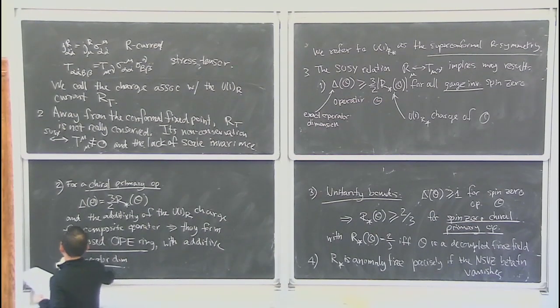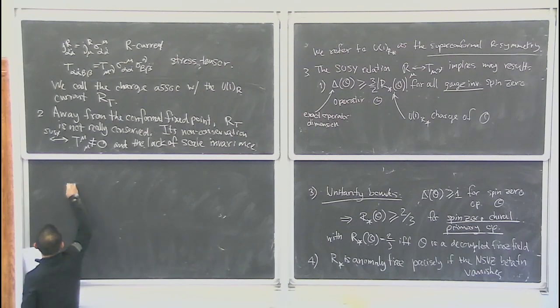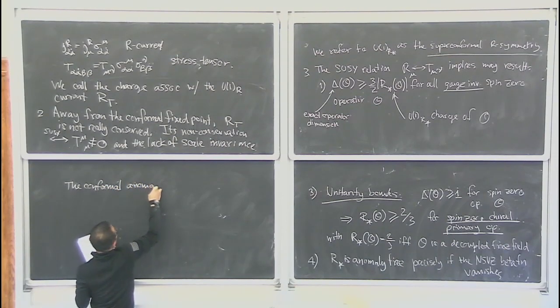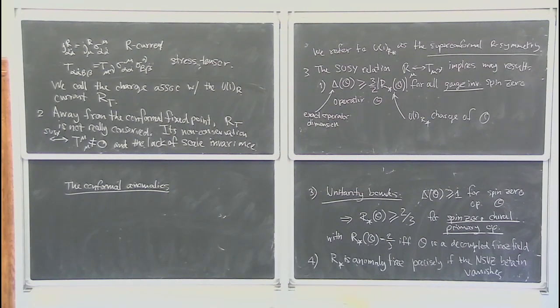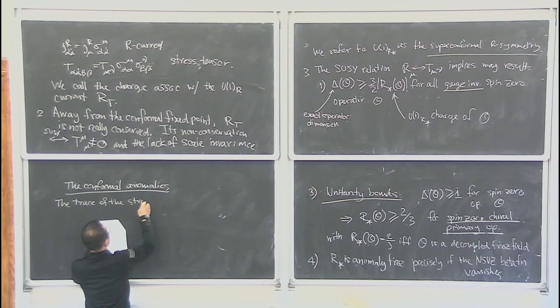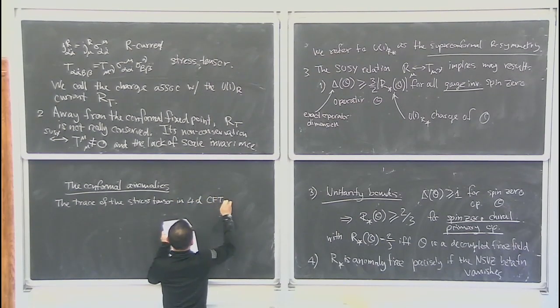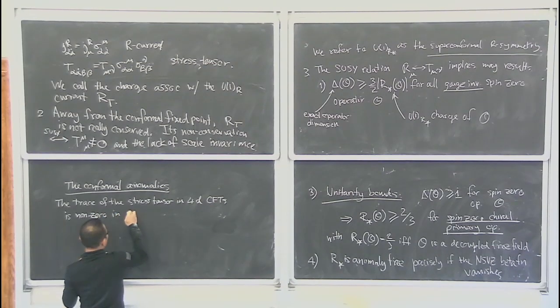Okay, so this is a set of important facts. Now let me move on to something new that I haven't mentioned. The next topic is the conformal anomalies. What is the conformal anomaly? It says that the trace of the stress tensor of a 4D theory in curved space is non-zero. If you put it on curved space, T mu mu is non-zero. So the trace of the stress tensor in a 4D CFT is non-zero in curved spaces.